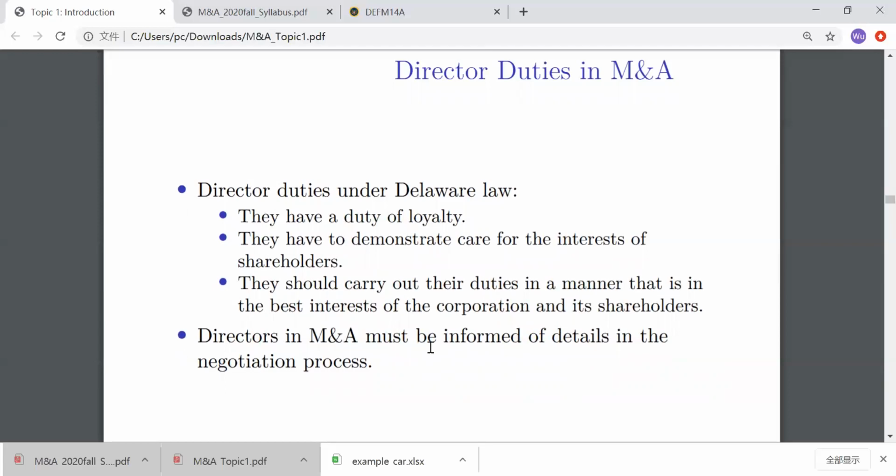The directors under Delaware law have the duty of loyalty, right? They also have to demonstrate the care for the interest of shareholders. They also need to carry out duties in a manner that's in the best interest of the corporation, right? Basically, that means directors have to maximize shareholder value. They also need to pay attention to the progress of the company, to the details of the company, to the offers that are coming from other third parties, right? If they want to buy the company, right? They need to serve the best interest of the shareholders, right? That's what the main duties of directors have to be under Delaware law.